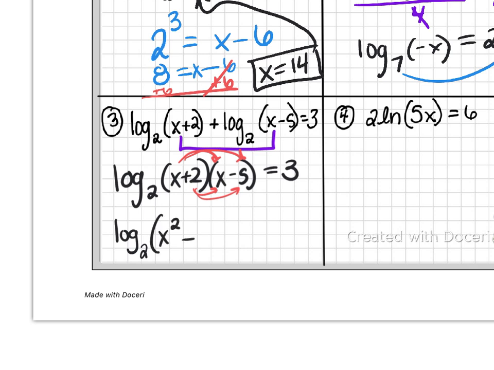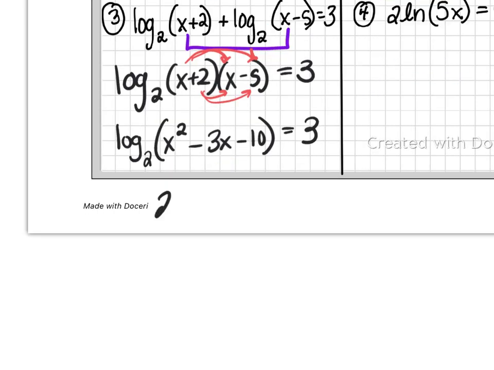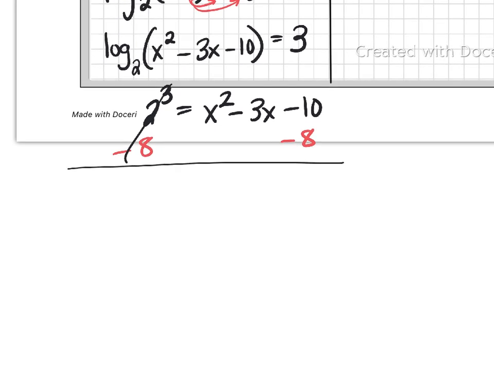x squared minus 3x minus 10 equals 3. So 2 to the third equals x squared minus 3x minus 10. How do we solve a quadratic? We set it equal to 0 and factor. So 2 to the third is 8. So we're going to subtract 8 from both sides. We have to set it equal to 0. So we get x squared minus 3x minus 18 equals 0. Then we solve with our x method.